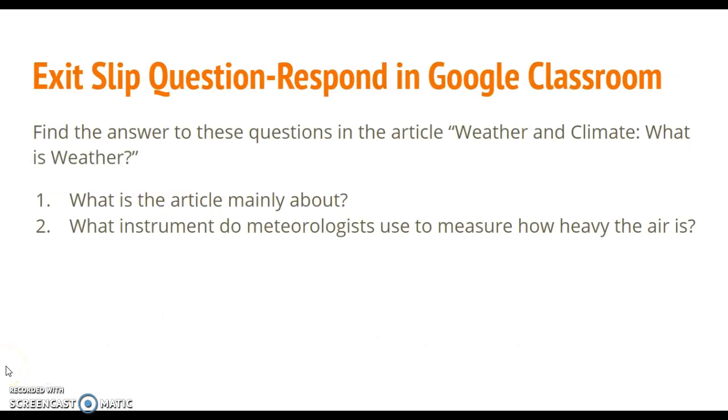Now for your assignment, you are going to complete an exit slip question, which you will respond to in Google Classroom. Find the answer to these questions in the article. Weather and climate. What is weather? So we've read the article. If you need to listen to the article again, you can go back and listen to the video again. But I want you to find the answer to these two questions. What is the article mainly about? What instrument do meteorologists use to measure how heavy the air is? So be detectives, go back into the article, find the answers, and respond in Google Classroom.